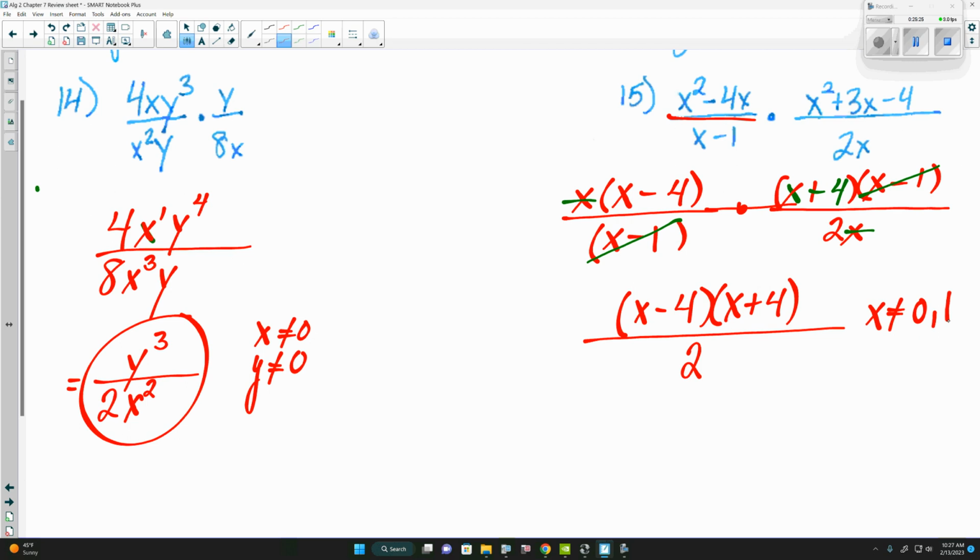We're not going to worry about restrictions. Here it would be 0 and 1, but on the test, I'm not having you list any of them. The only place that would be helpful to list is if we're solving with extraneous solutions. And that part of the test will specifically state that. Questions on 15 or 14? Questions on 14 and 15?